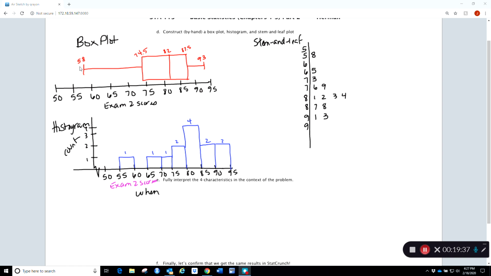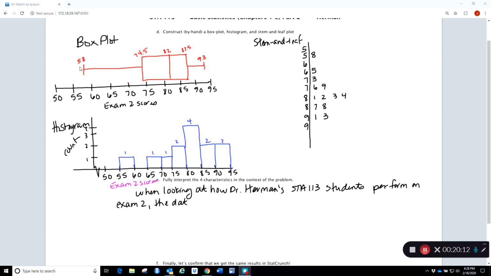All right, so when looking at how Dr. Herman's STA 113 students perform on exam 2, the data is unimodal. That we can only see in our histogram. We can't see the unimodal in the box plot. And somewhat skewed left. So then we would have our shape taken care of.